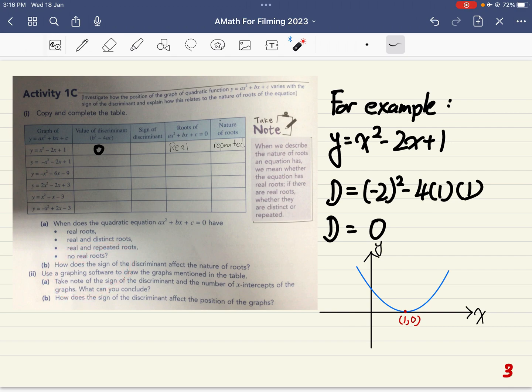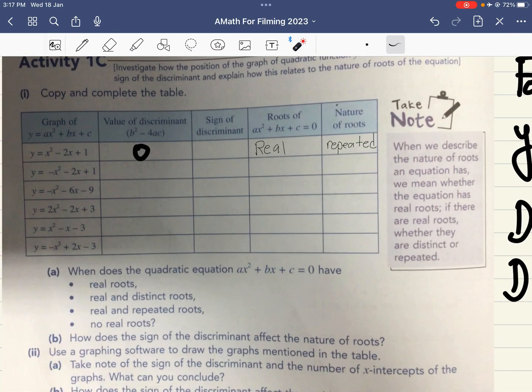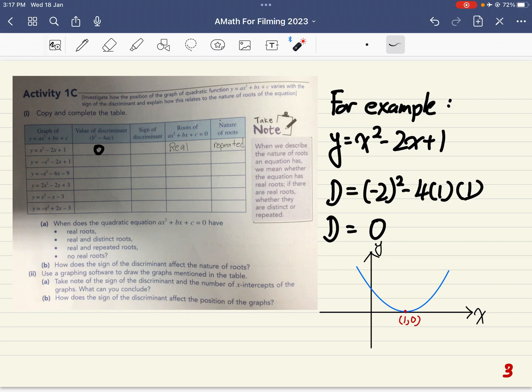So go and find a graphing software like Desmos or something to that effect on the internet. Then you need to type in these different equations, like y equals x squared minus 2x plus 1. For example, for the very first one, if you type out the equation and draw it, the system will spit out a graph that looks like this. If I calculate the discriminant for x squared minus 2x plus 1, my discriminant is equal to 0. Please make it a point to calculate all the discriminants here. I'll give you the answers in the next slide.